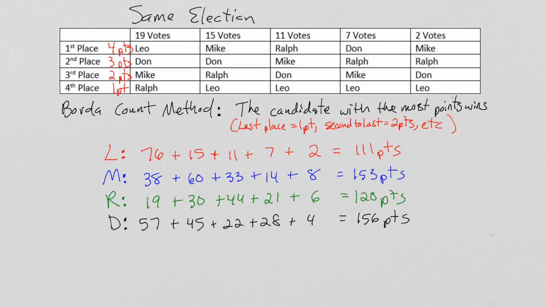And then last of all, Don, he gets 3 times 19 is 57. Don gets, again, 3 times 15 is 45. Don gets 2 times 11 is 22. Don gets 4 points times 7 is 28. And last, 2 times 2 is 4 for 156 points. So through the Borda count method, we have a winner, and that's Don.